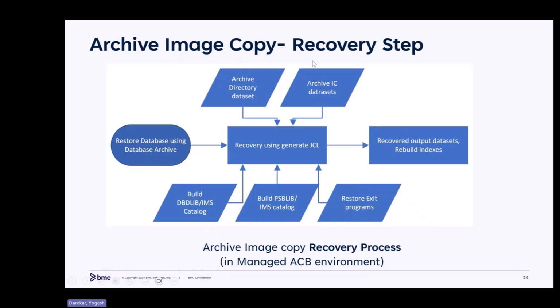So this is the recovery step. So this is the third step. As I explained, first we create the archive image copy, then we change JCL it, then the third step is actual recovery. So the JCL generated by change JCL is submitted at this step, and then we'll get all recovered output data sets, and our indexes are rebuilt.